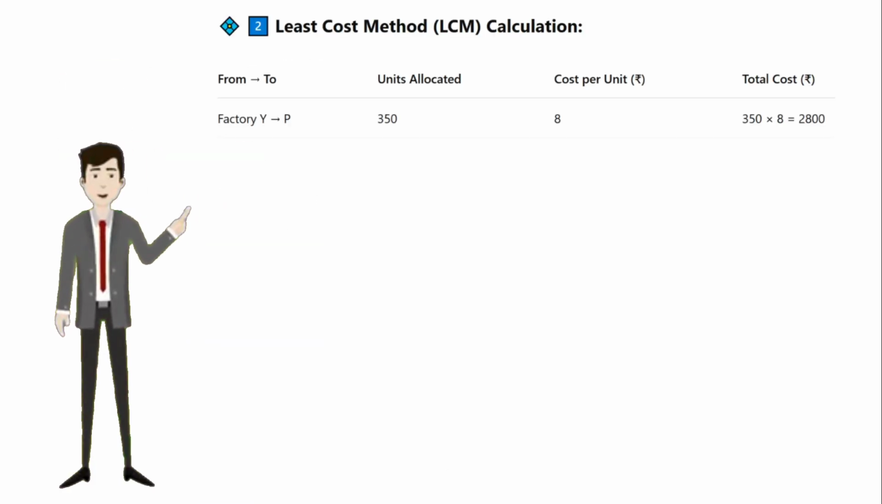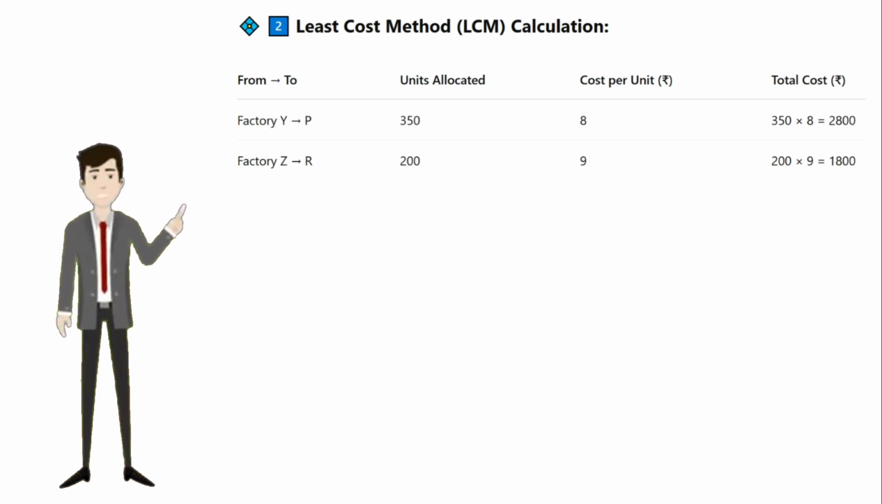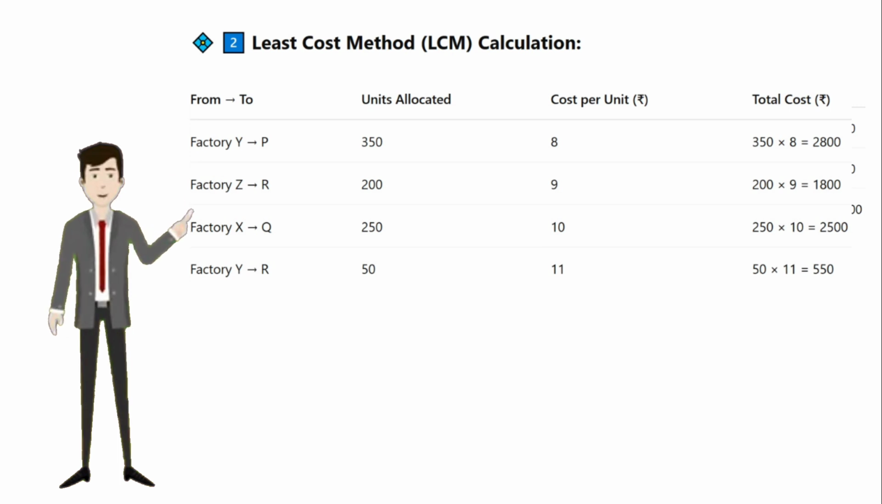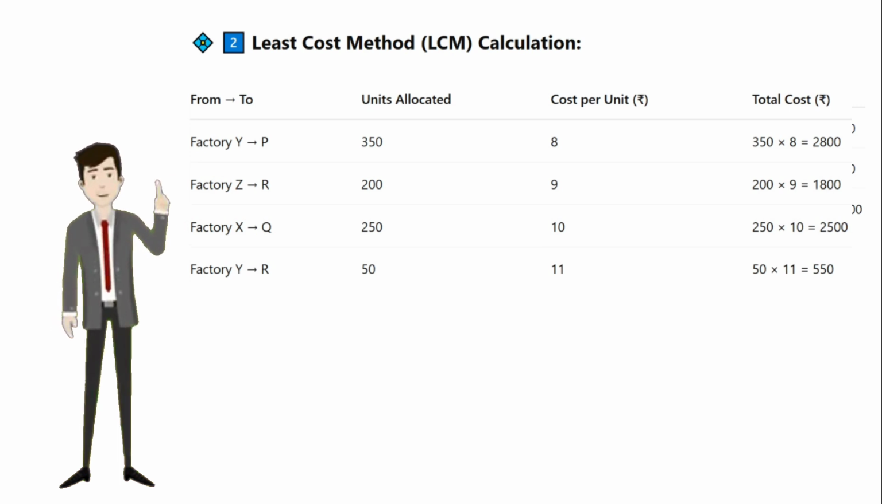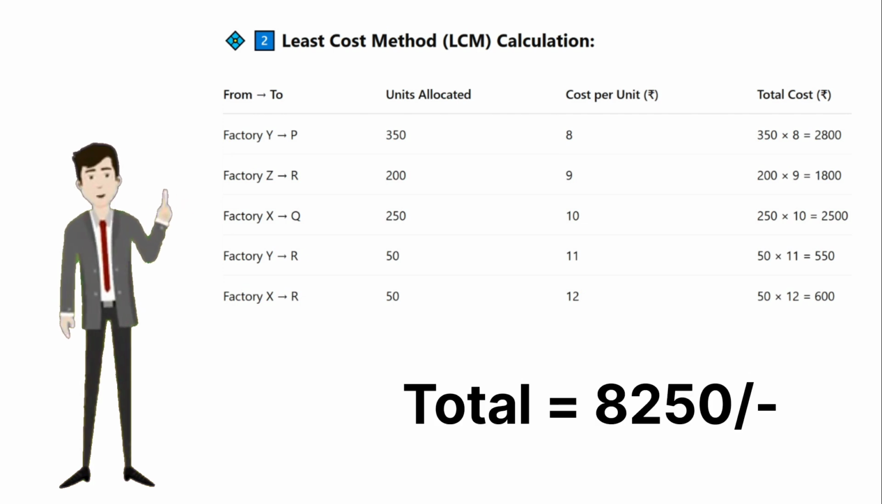350 units were sent from Factory Y to Center P at 8 per unit, giving us 2,800. 200 units from Factory Z to Center R at 9 each, that's 1,800. 250 units from Factory X to Center Q at 10 per unit, 2,500. 50 units from Factory Y to Center R at 11 each, 550. And finally, 50 units from Factory X to Center R at 12 each, 600. Summing these up, the total transportation cost using the least cost method is 8,250, a much better outcome than the northwest corner rule.